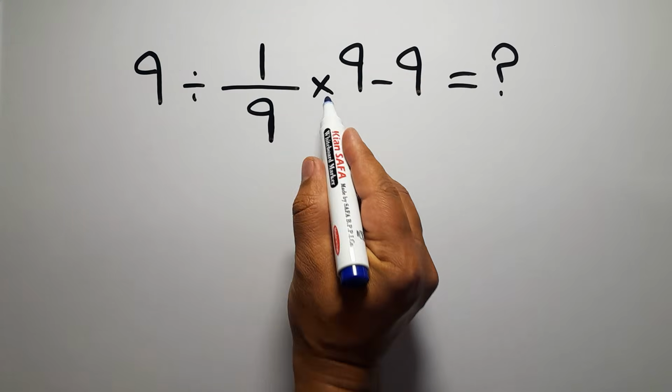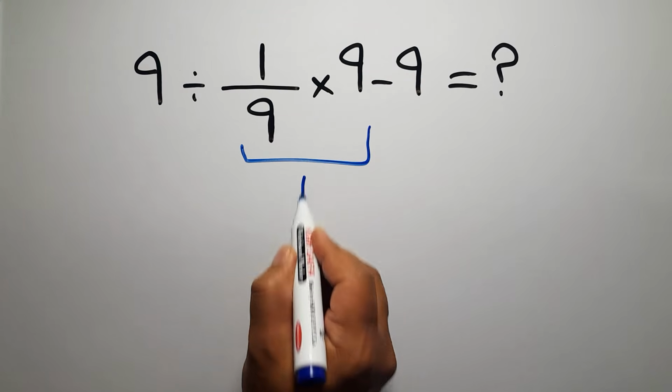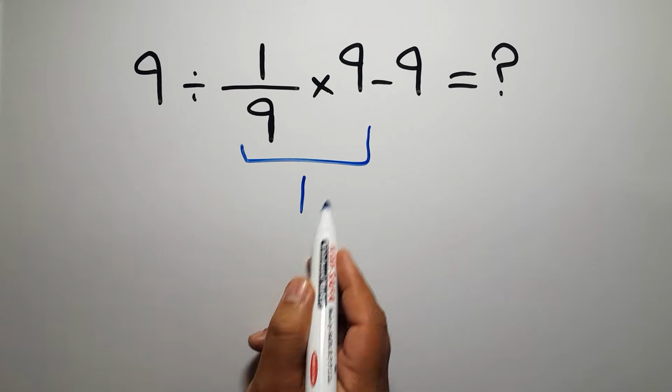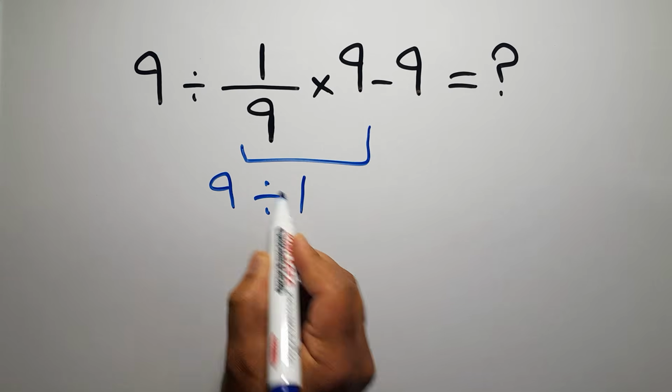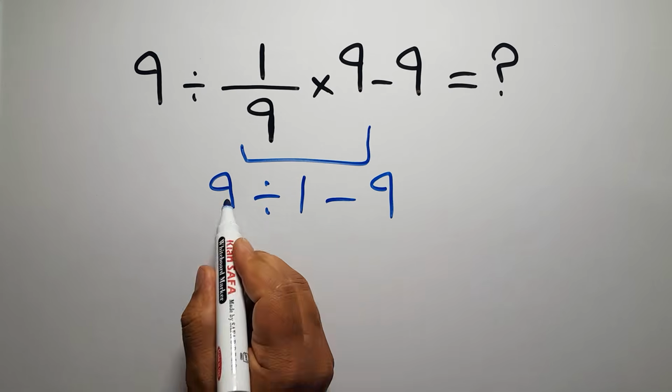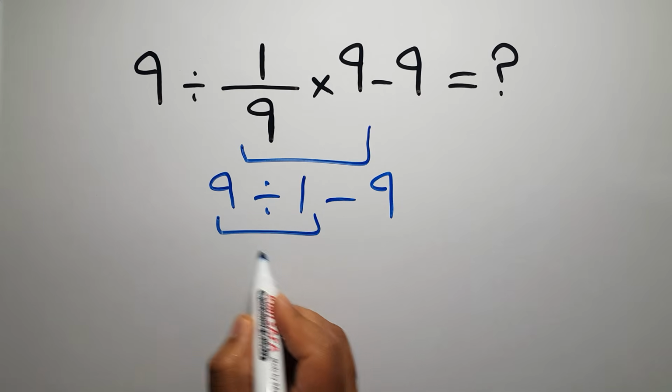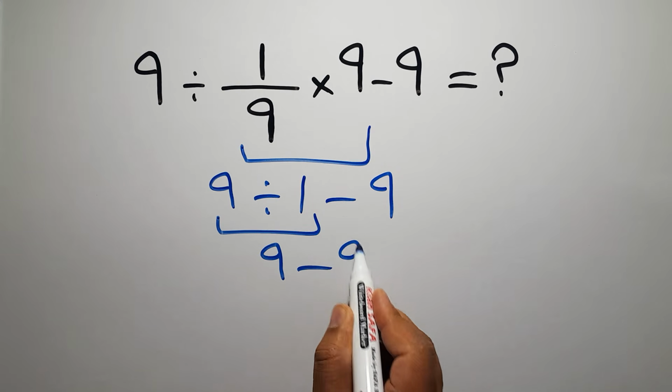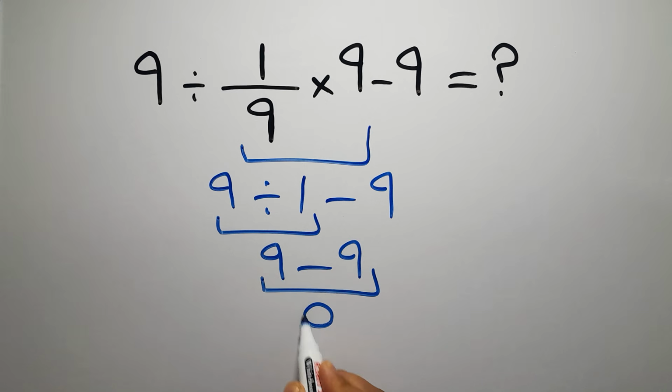1 over 9 times 9 gives us 1. And 9 divided by this: 9 divided by 1 minus 9. 9 divided by 1 gives us 9, and 9 minus 9 equals 0. But this answer is not correct.